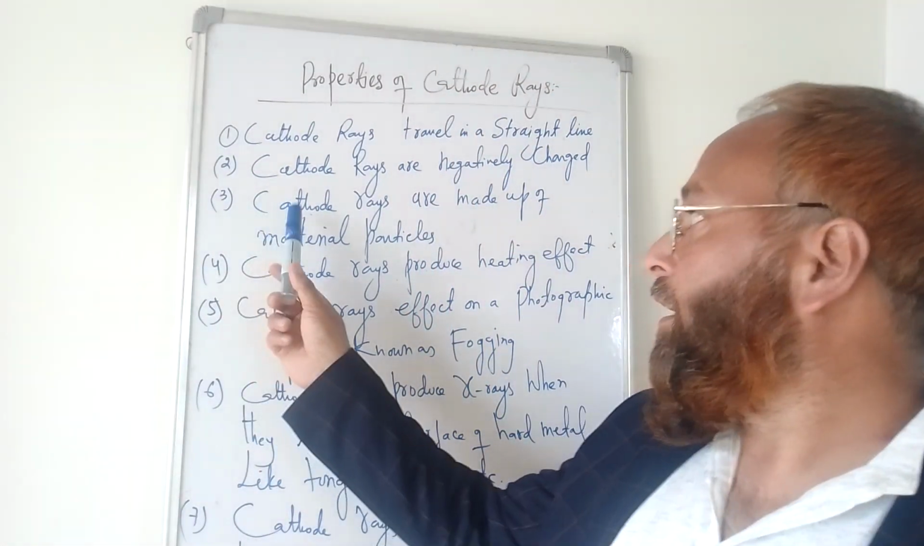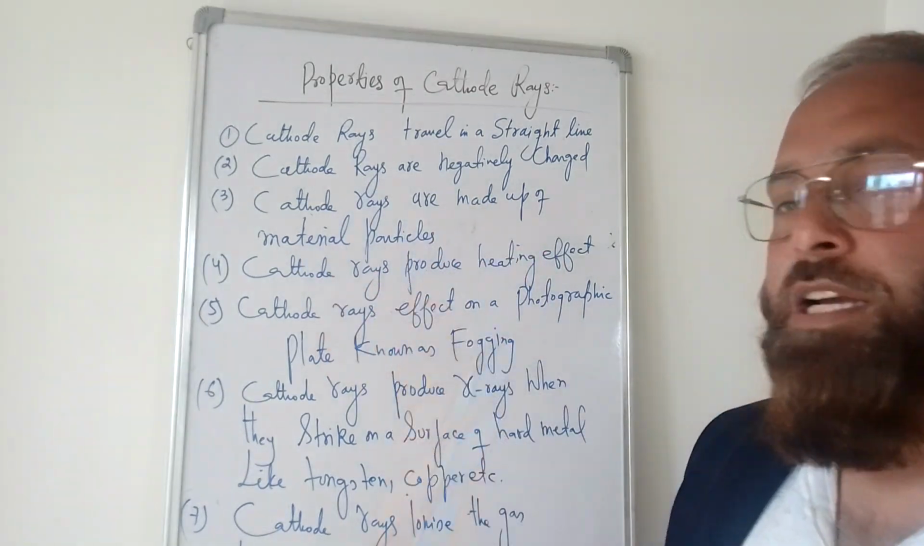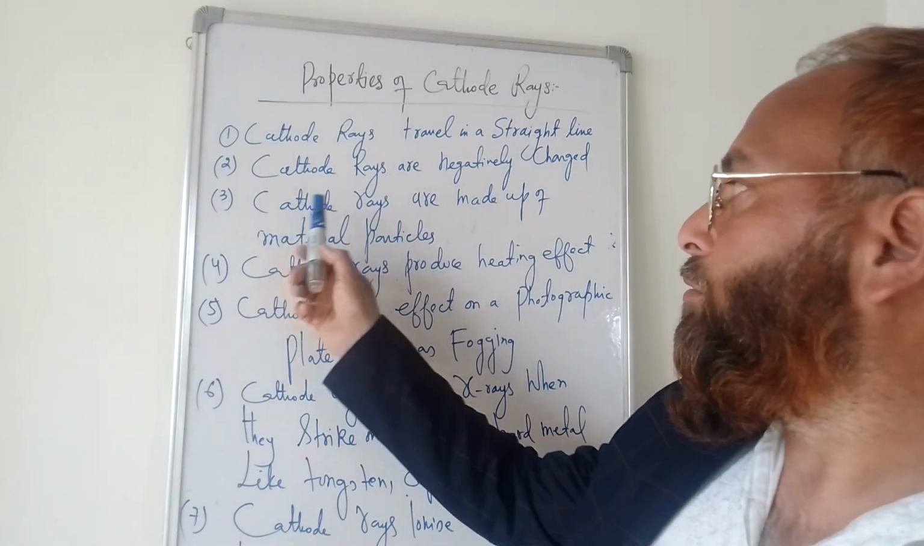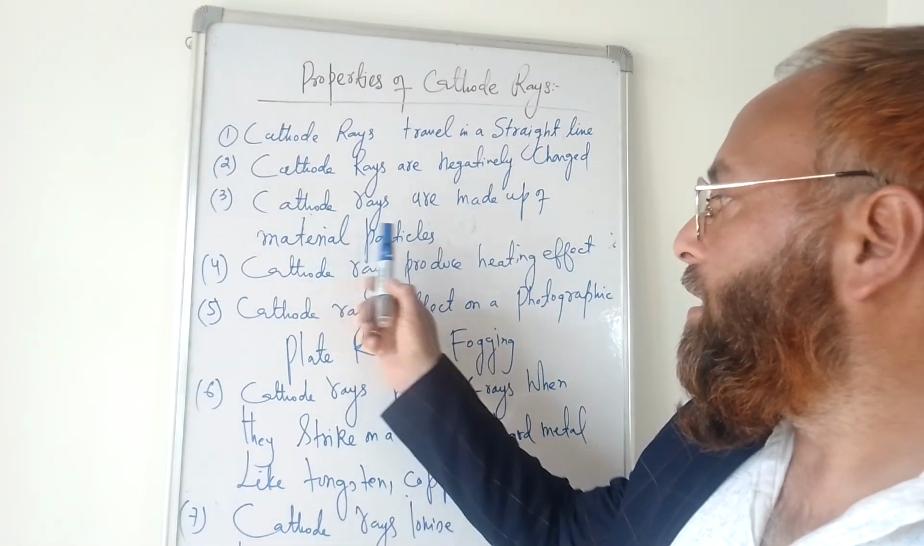Now the third property: cathode rays are made up of material particles. This is simple. When they are particles, it is possible for them to rotate the paddle wheel in the discharge tube experiment. So this is the third property, cathode rays are made up of material particles.